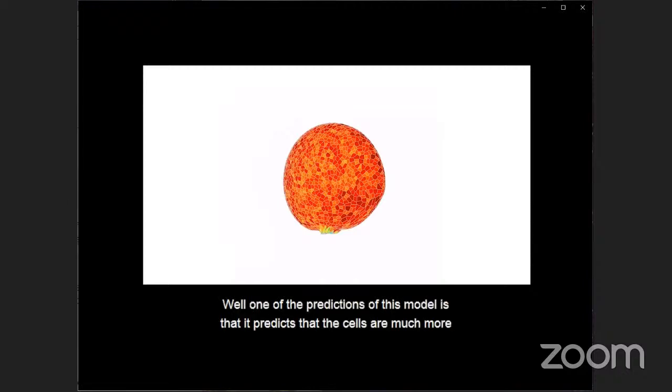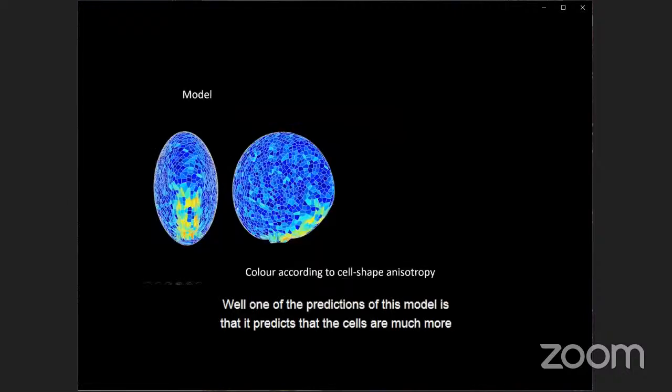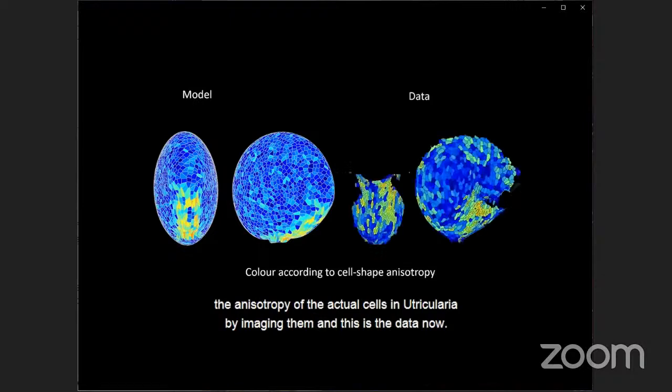So is there any evidence that this is correct? Well, one of the predictions of this model is that the cells are much more elongated in this chin or ventral domain. And I've color-coded here the cells according to the degree of anisotropy. So the more elongated they are, the yellower they are. So you see, we predict a set of yellow cells in this region, highly anisotropic, but we can actually measure the anisotropy of the actual cells in the Utricularia by imaging them.